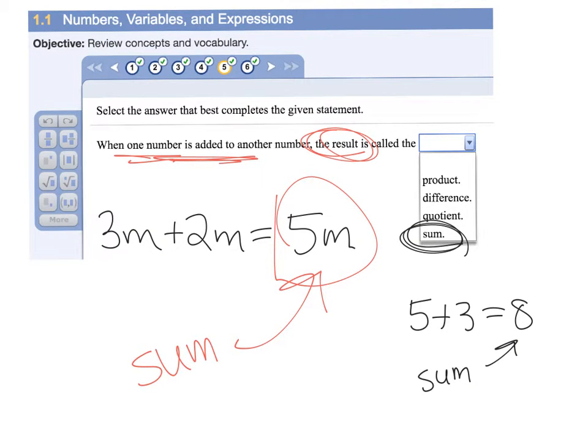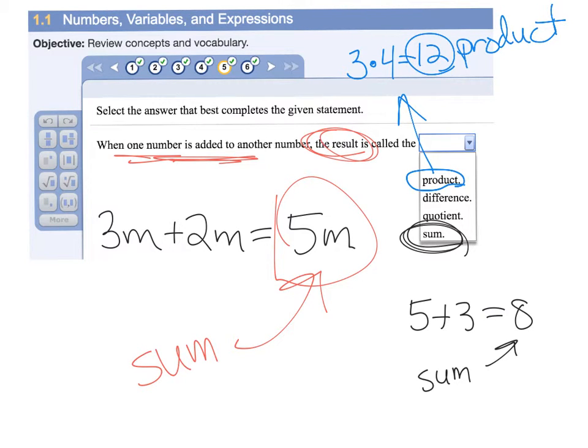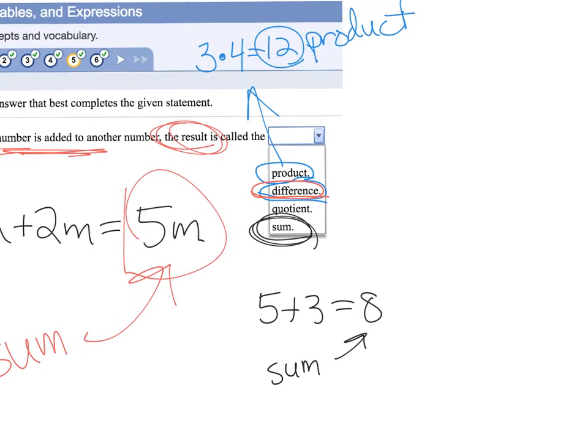Now, what are those other words? Well, we already talked about product. Product is when two numbers are being multiplied by each other. So 3 times 4 gives you 12. So 12 is the product. The difference is subtraction. So we might say 8 minus 3 equals 5. So 5 is the difference.